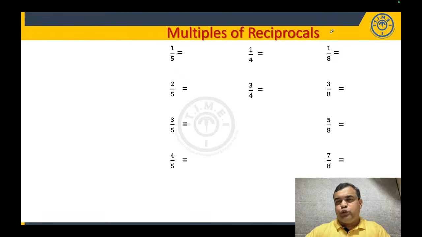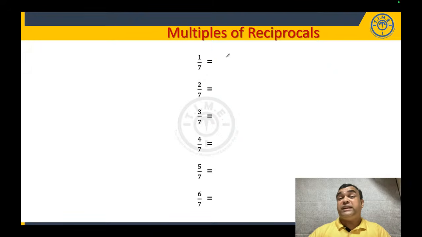I should know these values also. If you want, you can take a screenshot of this. Okay, I know 1 by 5 is 20%, 2 by 5 is 40%, and so on. So these are the commonly used values I've written over here. So I should know these values in terms of percentages. So multiply these numbers by 100, you'll get a percentage value.